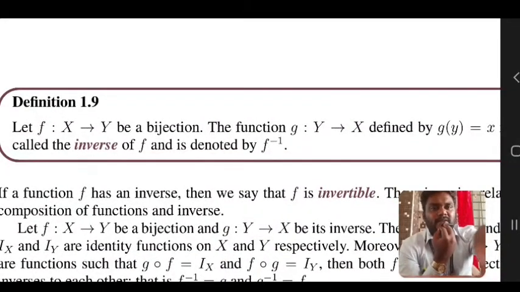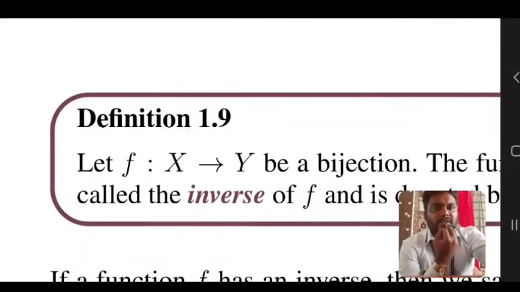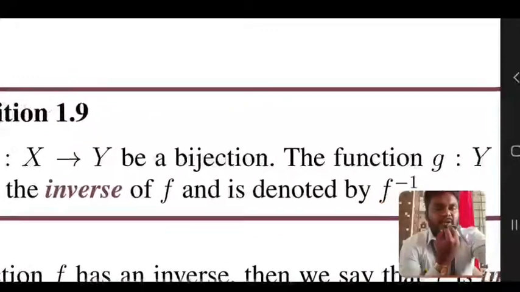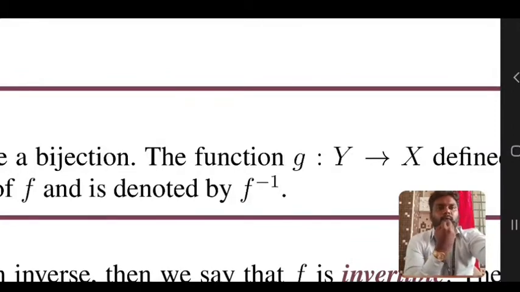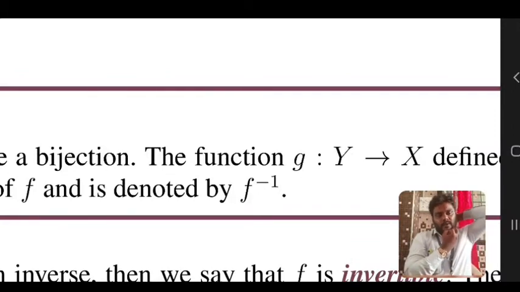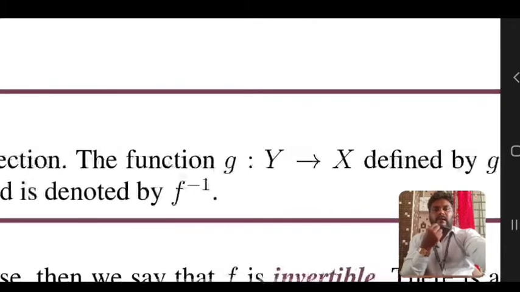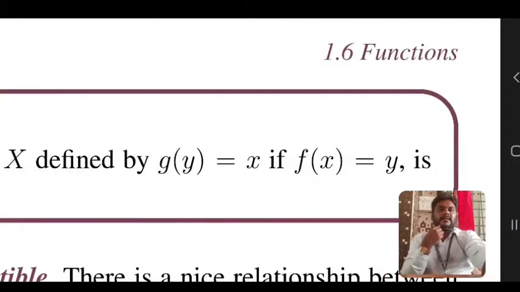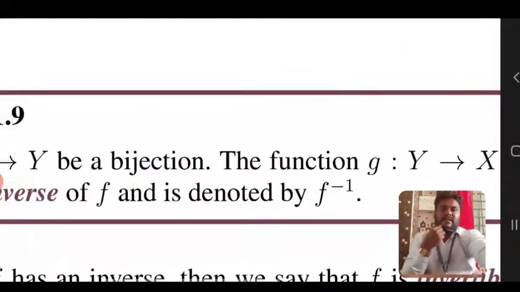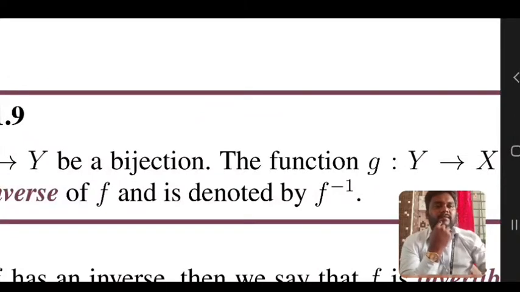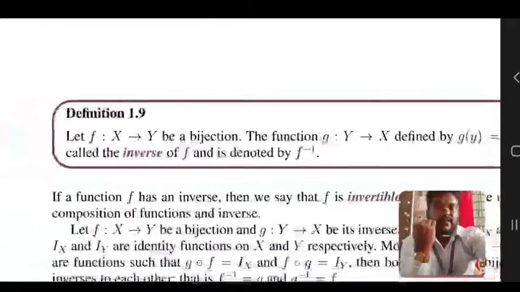Let f from X to Y be a bijection, which means it's a one-to-one and onto function. The function g from Y to X defined by g of y equal to x if f of x equal to y is called the inverse of f and is denoted by f inverse. This is the definition of inverse function.